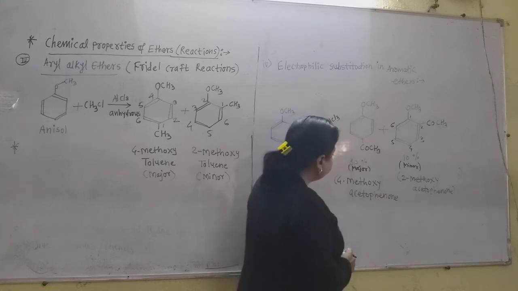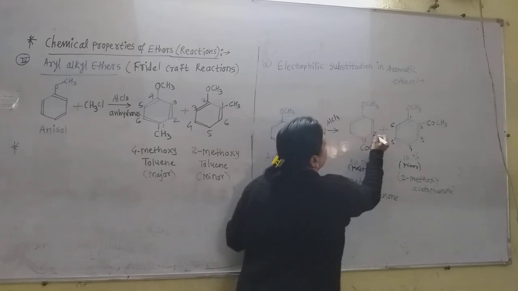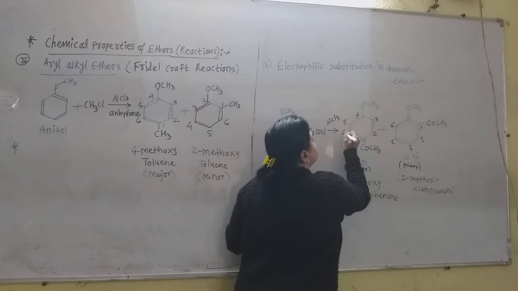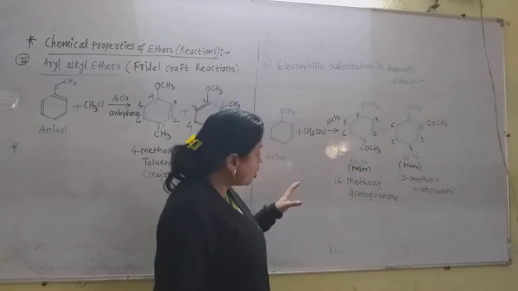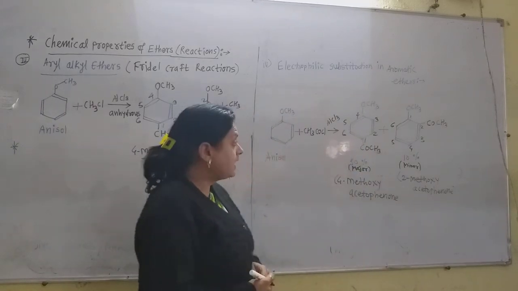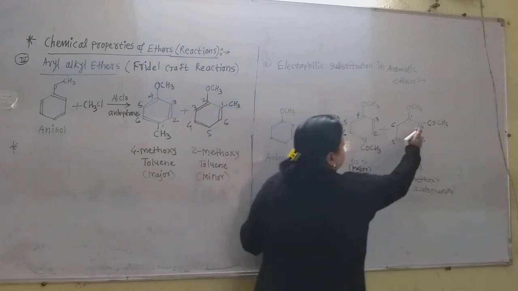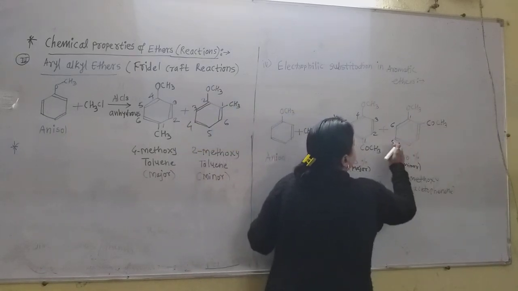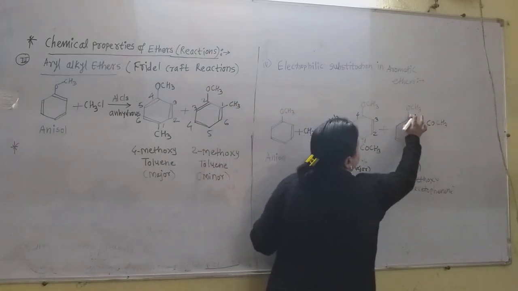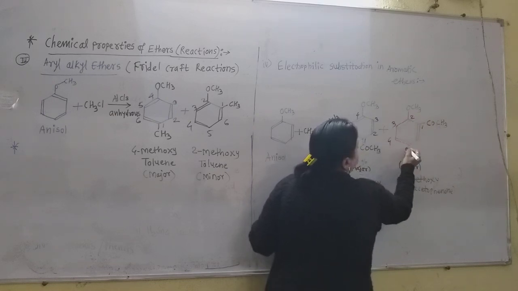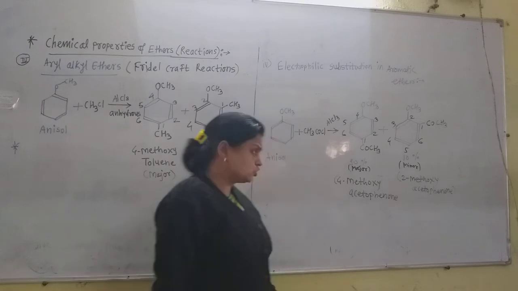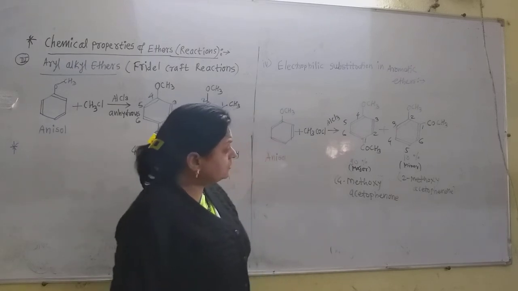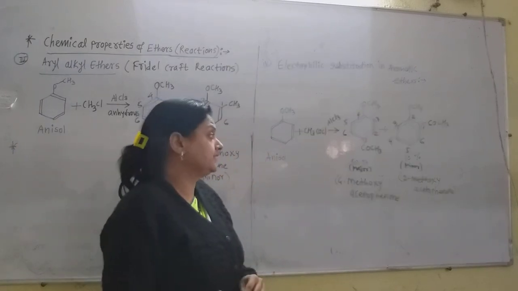So the numbering is from this side, 1, 2, 3, 4, 5, 6. So it is 4-methoxyacetophenone, and the minor product is here, 2-methoxy. Numbering is from this side, 1, 2, 3, 4, 5, 6. So it is 2-methoxyacetophenone, and that is the minor product.